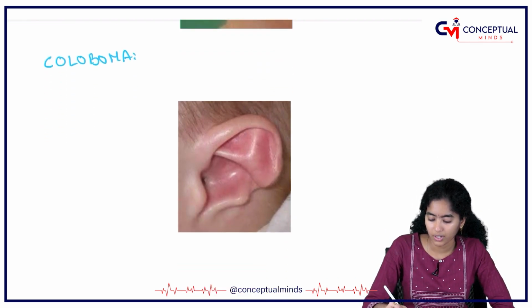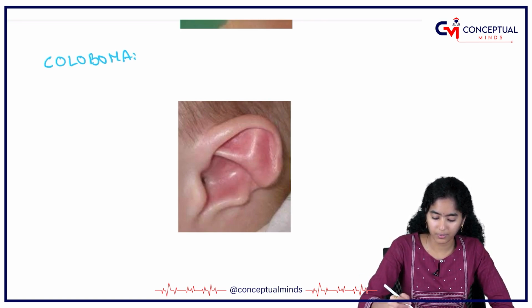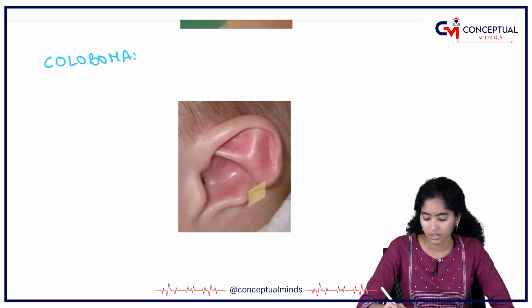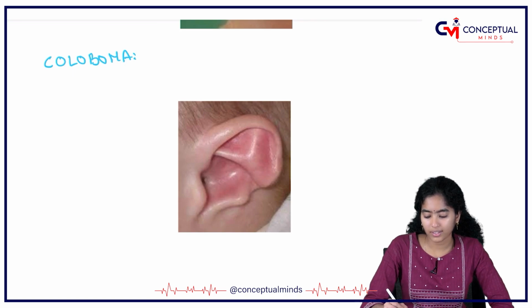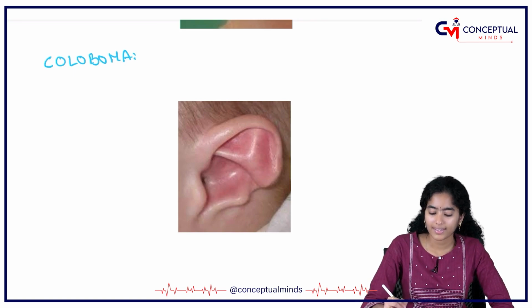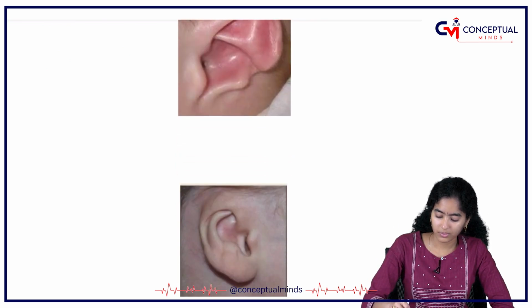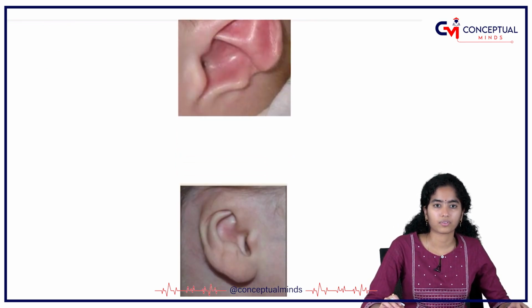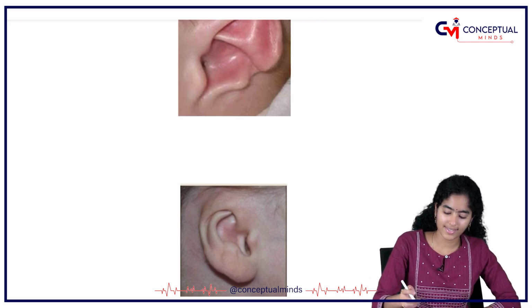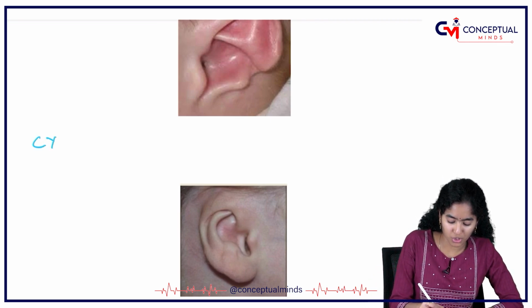Here there is a defect, for you to clearly see again. Here is the defect, and this is leading to an abnormality in the shape, and the helix is being crooked. This is coloboma. Next we have another defect called cryptotia.